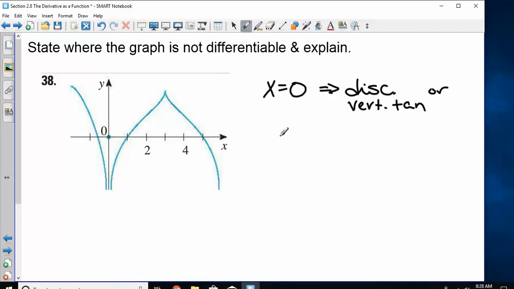Okay, where else would this be discontinuous? Where is the derivative not differentiable? You could just say corner, sharp corner. Anywhere you have those corners, you don't have a derivative.